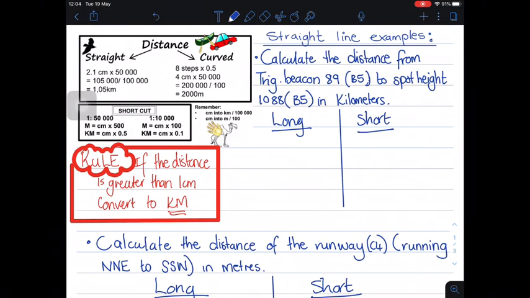Right, now that we've measured the distance of 2.7 centimeters, that is obviously the distance on the actual map, and we now need to scale this up into reality. So in order to do this, because we used a 1 to 50,000 scale, we're going to times it by 50,000. We're going to blow it up by 50,000.